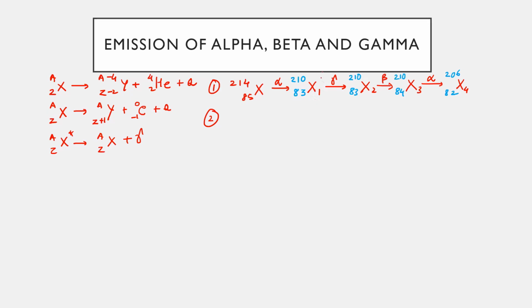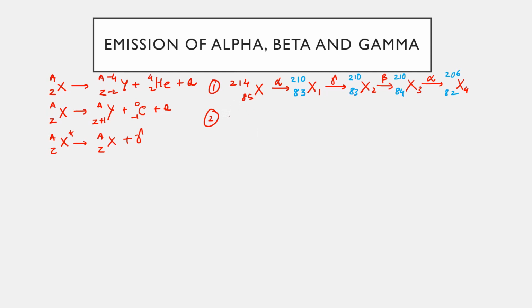Okay, sir. So suppose they ask you only this, and they give you options like 210 and 83 as option A, and 210 and 82 as option B. That way, you have to select the correct option. Yes, sir. But is there a chance that they can ask a question like, if they're given 214 and 85 gives 210 and 83, asking which radiation is emitted? Can they ask it like that? That also is a question. Good. Okay, sir.